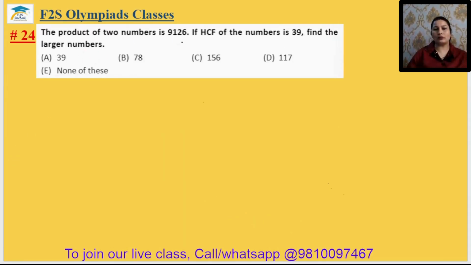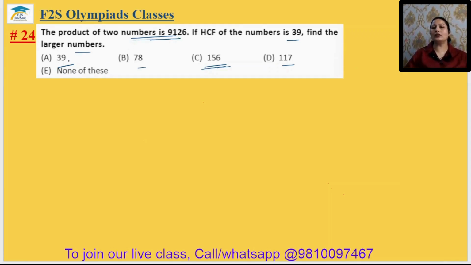24. Product of two numbers is 9126. If HCF of the numbers is 39, then find the larger number. Okay? Product of these two numbers is given here. So options should divide this number also.